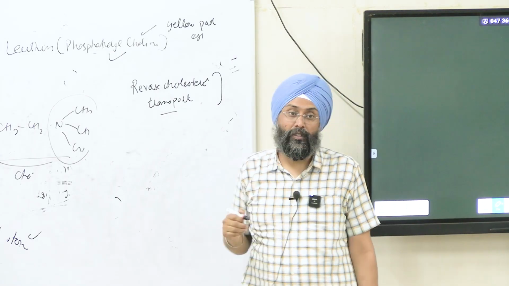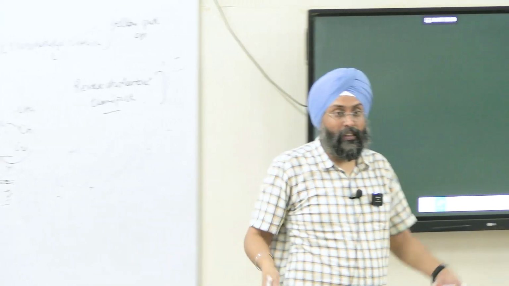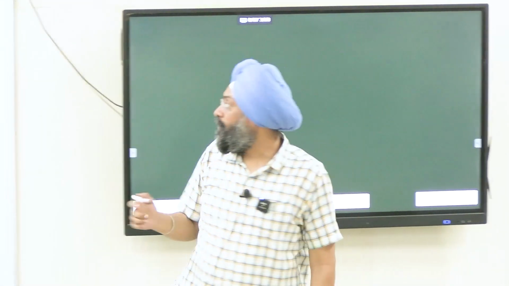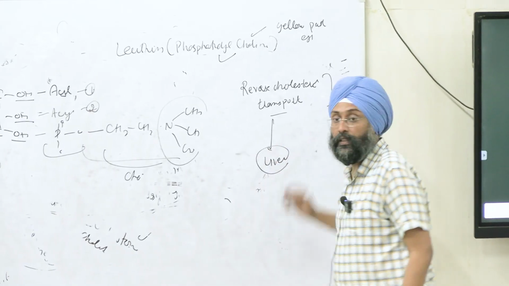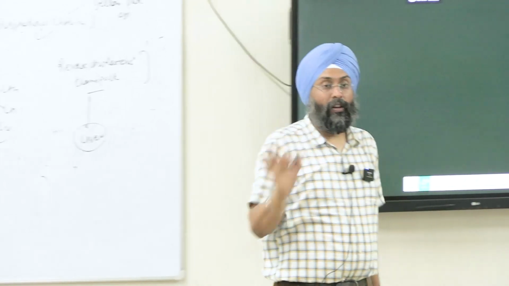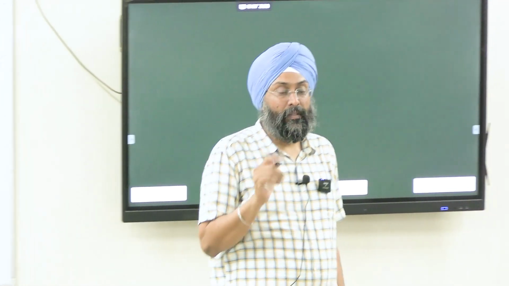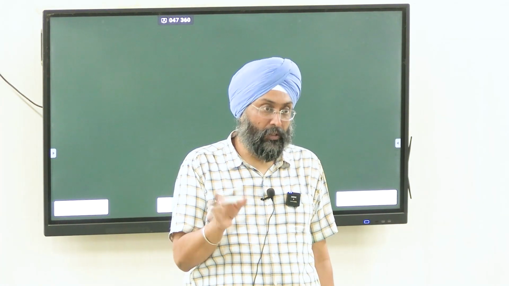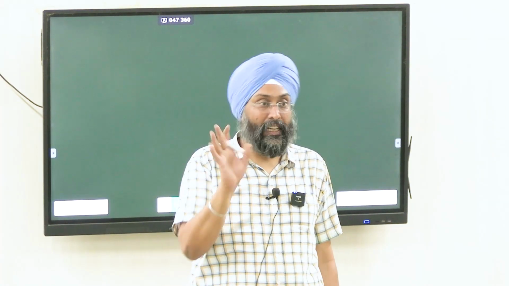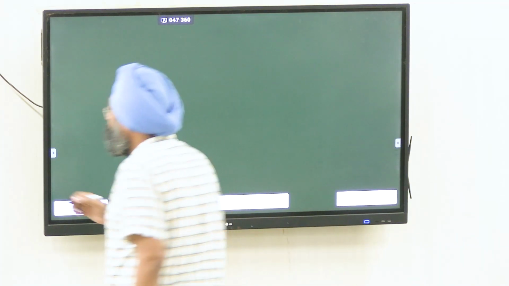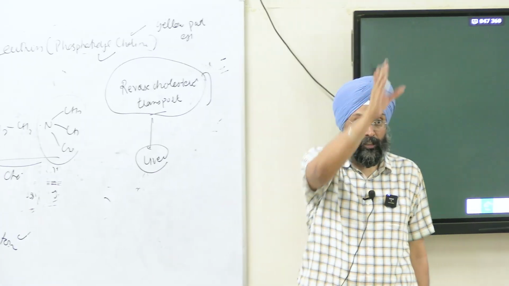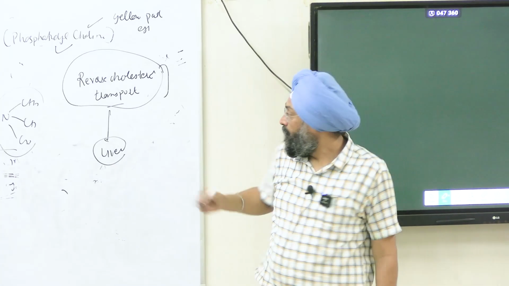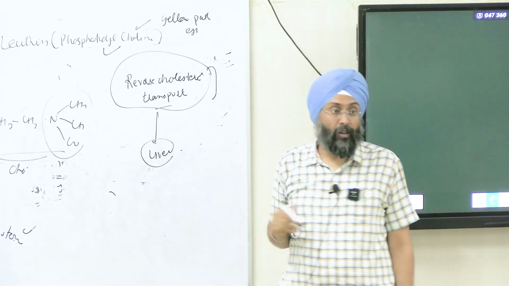Reverse cholesterol transport. We have extra cholesterol in the whole body, and you are bringing it back into the liver. If you have extra cholesterol in the body, what will it cause? Problem or trouble? It can accumulate in arteries. What will it cause? Atherosclerosis. It can lead to CAD or CHD, right? But when you are doing this mechanism efficiently, excess cholesterol is pulled back into the liver. So this is known as reverse cholesterol transport.